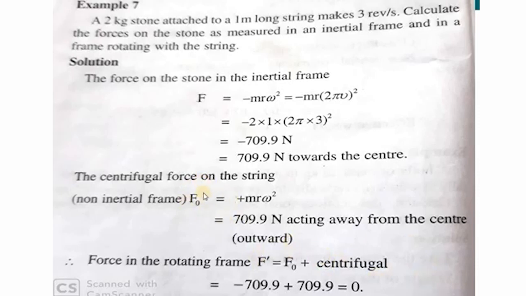And the pseudo force is what? The centrifugal force mr omega square directed away from the center. So the net force acting in a rotating frame will be what? The sum of both will be 0.